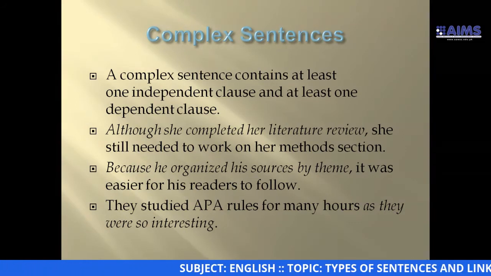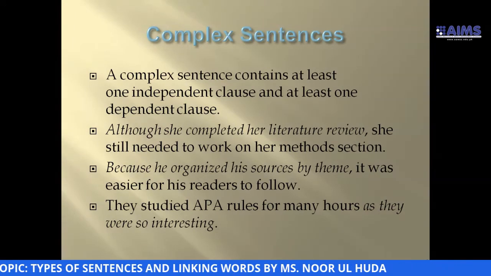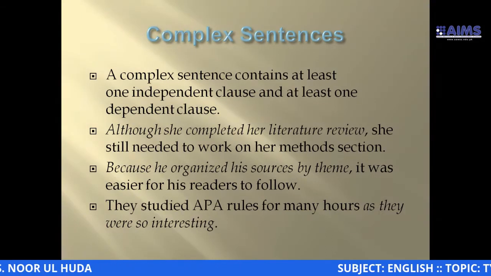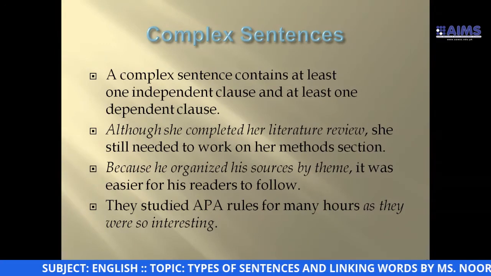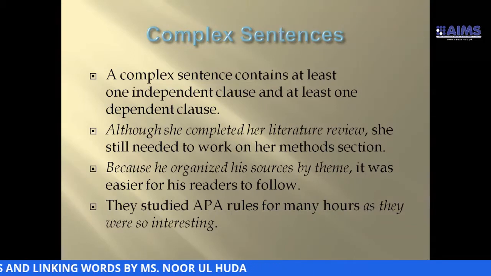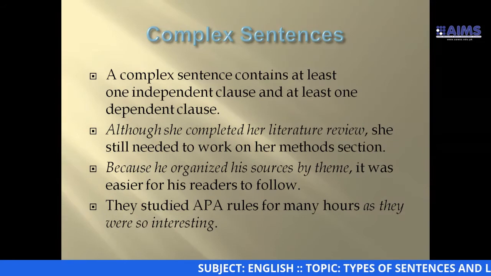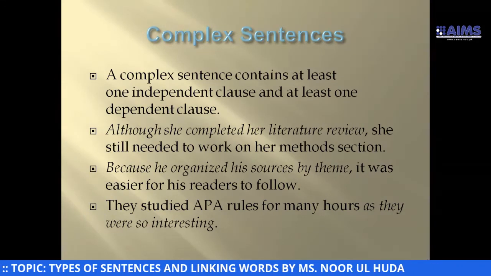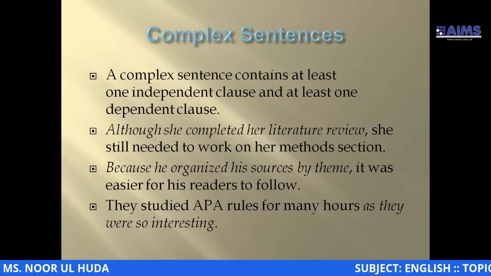Because he organized his sources by theme, it was easier for his readers to follow. He organized his sources by theme would be an independent clause, but here we have included because. Now, by adding because, we have made the sentence dependent. So when it becomes dependent, it requires some other information, and to complete the meaning we have to use an independent clause: it was easier for his readers to follow.